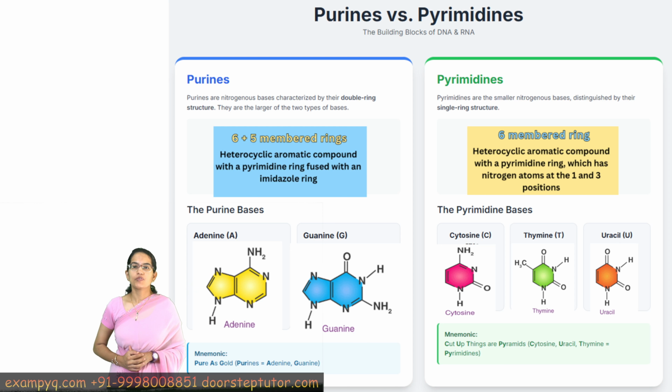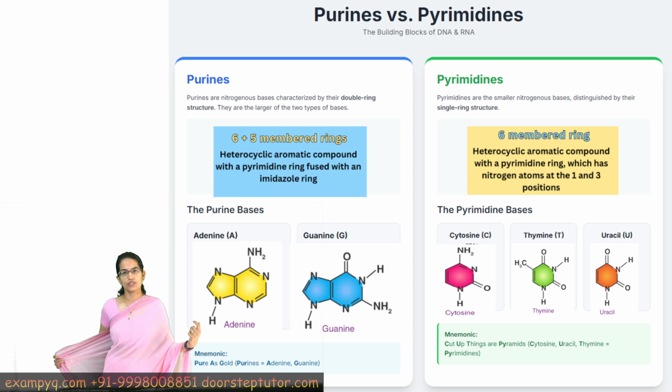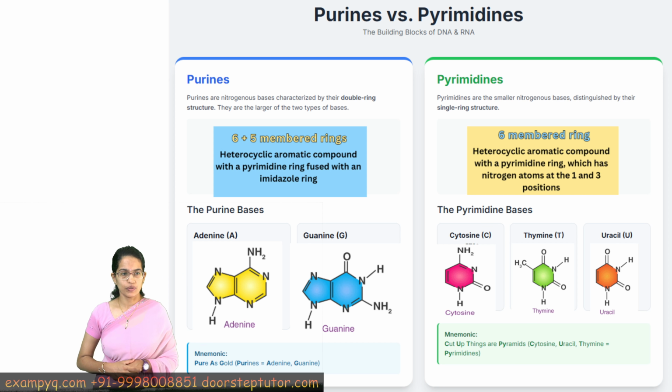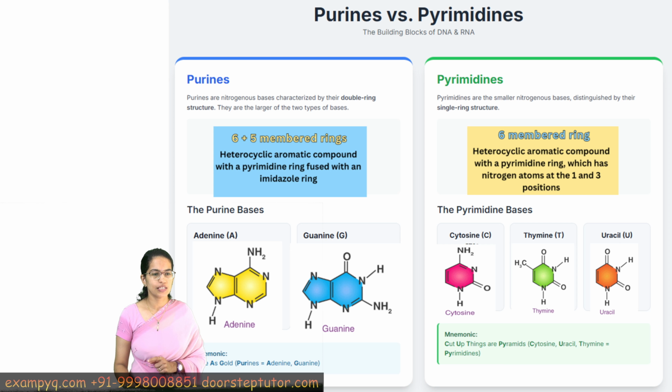In this class, we would focus on the important difference between two terms, purines and pyrimidines. Very, very important for your biology questions. Now, purines are nitrogenous bases, which are double ring structured. So, as you can see, A and G, adenine and guanine, are the purines.